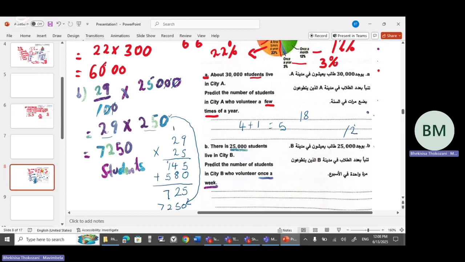So this 666, sorry, 600, what I'm saying, 6,600 students as well. It's been a long day, I guess. So 6,600 students. Okay, so that's the prediction of how many students we predict to have if it's about 30 students who live in city A, and if it's 25,000 students who live in city B, so we'll have about 7,250 students. I hope that makes sense.